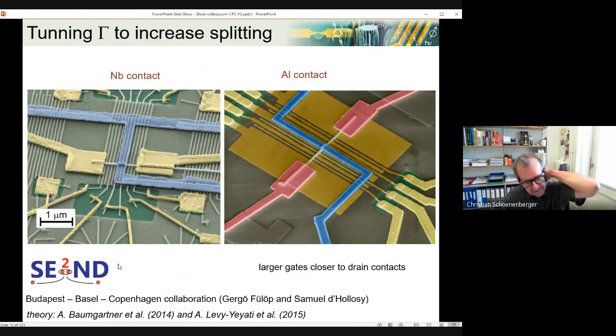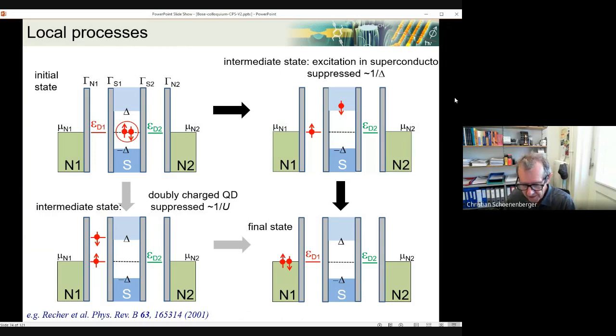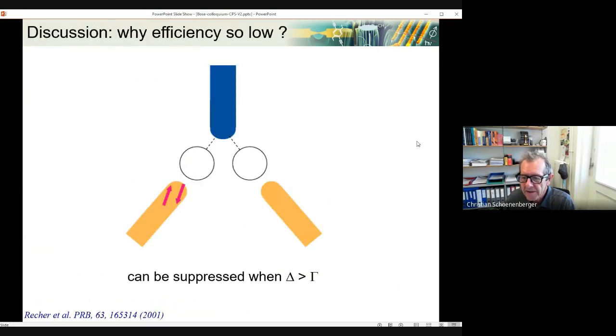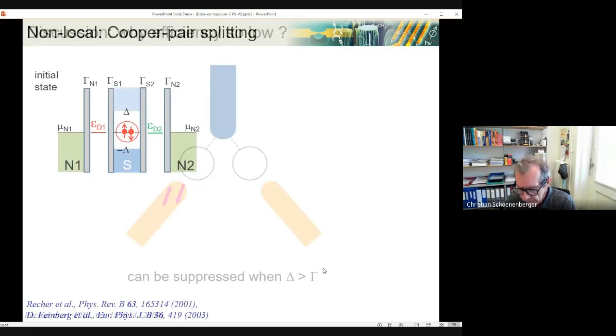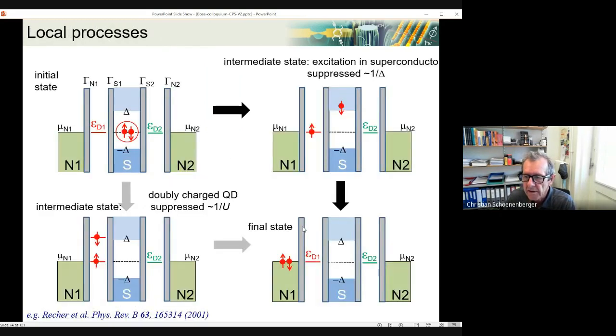Okay, so after this insight, we had a European project called SE2ND, and in this project we wanted to make 100% very good entanglers, such as Andreev entanglers or Cooper pair splitters. We tried to make advanced structures using still semiconductor nanowires, but now putting many gates at the bottom or at the top, and with these gates to control the tunnel coupling, gamma. If you can make gamma smaller, for example by controlling it with a gate, then we can also help suppress this process, the leakage current.